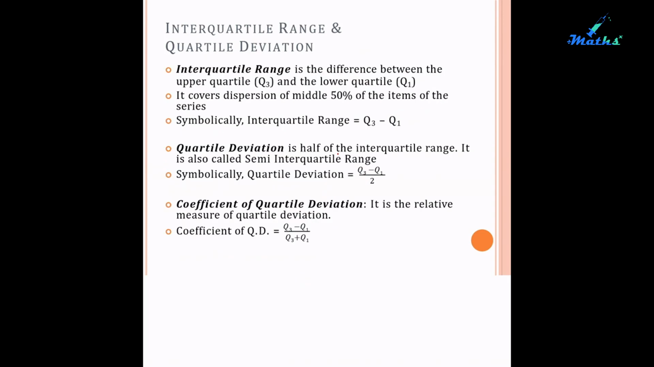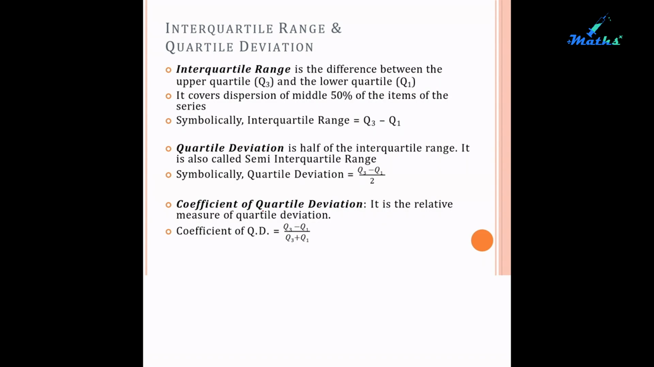And now we would like to talk about the interquartile range and quartile deviation. Interquartile range is the difference between the upper quartile and the lower quartile. It covers the dispersion of the middle 50% of the items of the series. Symbolically, interquartile range equals Q3 minus Q1. Quartile deviation is half of the interquartile range. It is also called the semi-interquartile range. Symbolically, quartile deviation equals Q3 minus Q1 divided by 2.